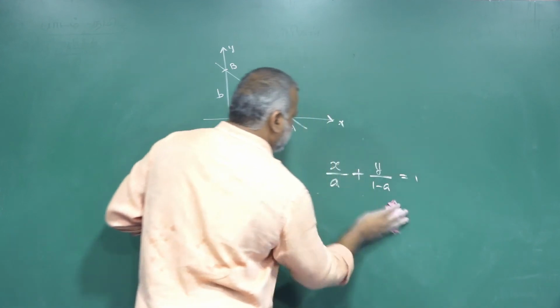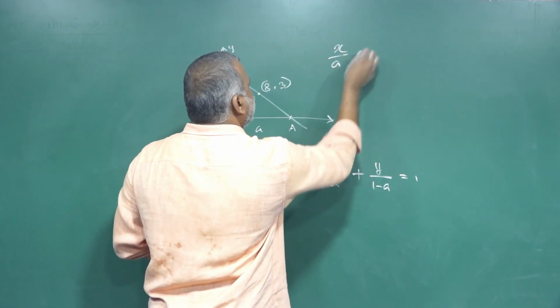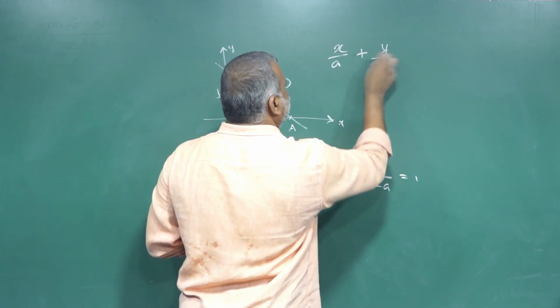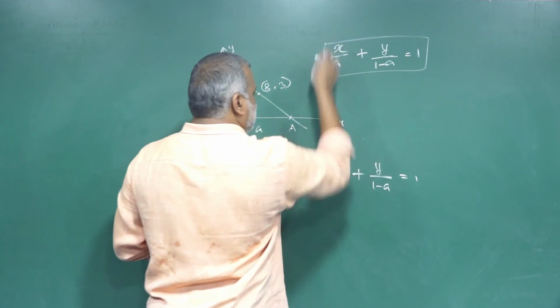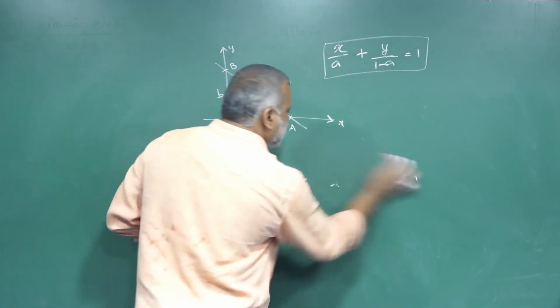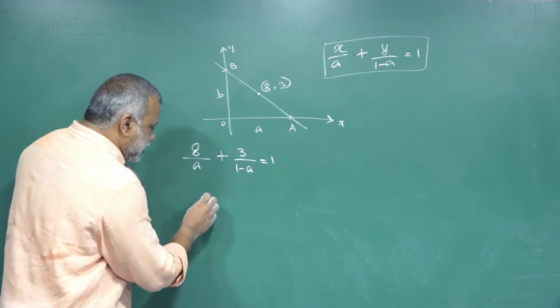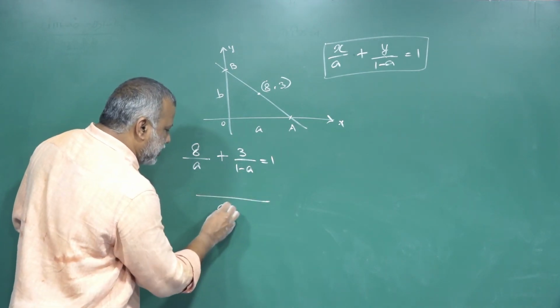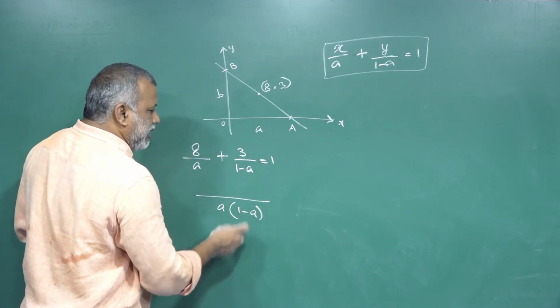This is the formula we need: x by a plus y divided by 1 minus a equals 1. This equation is passing through the point, so it can be modified like this. Now, dear students, the denominators are different, so we need to take the LCM as a of 1 minus a.